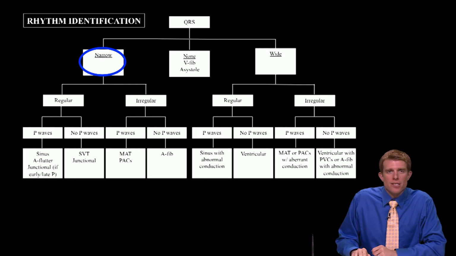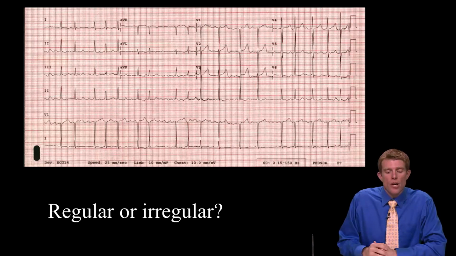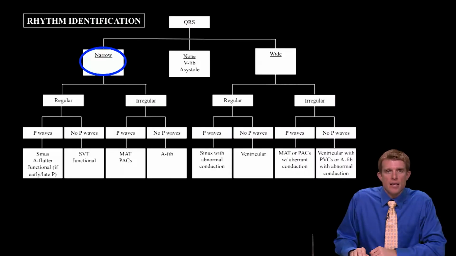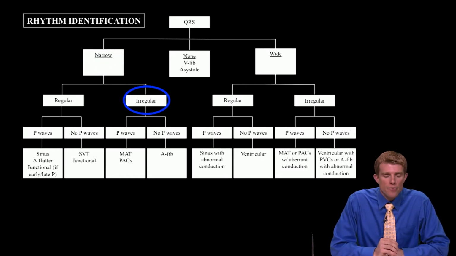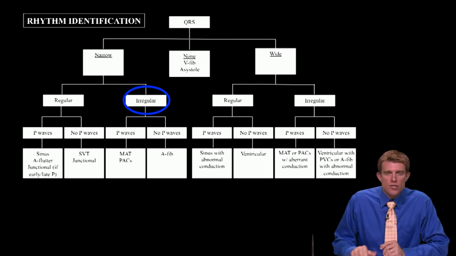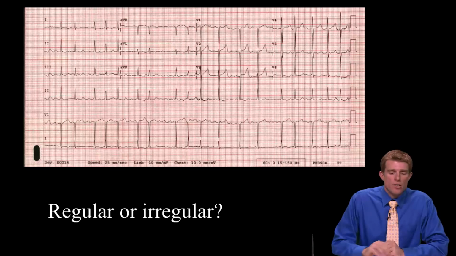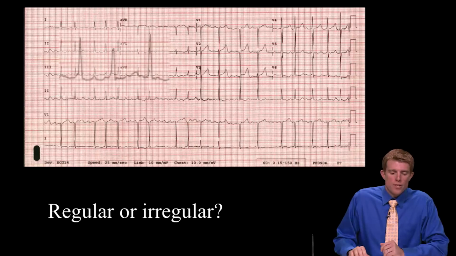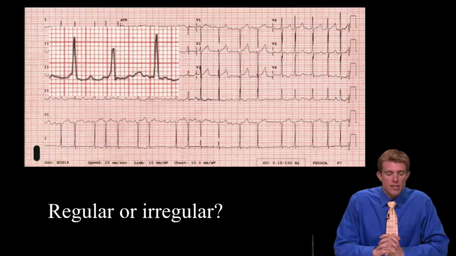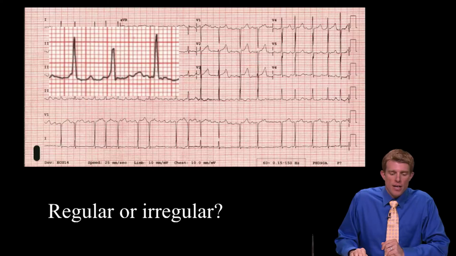Our next question is, is it regular or irregular, the distance between the QRS complexes? What you see here is that it is very irregular, and those distances are varying greatly, so we're going to say that it's irregular. And then what was our last question? The last question was, are there P waves present?